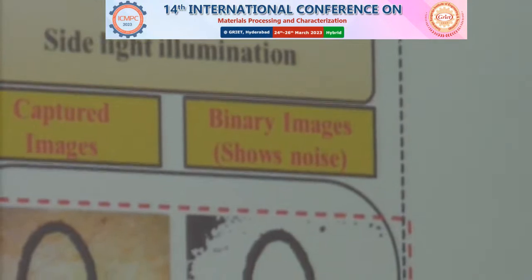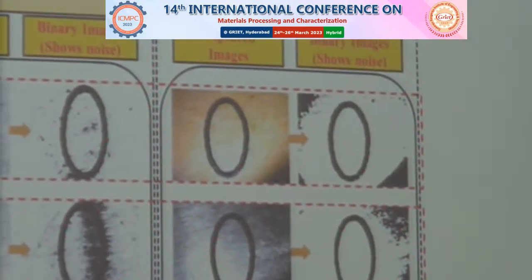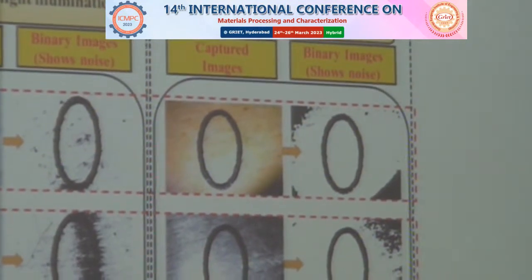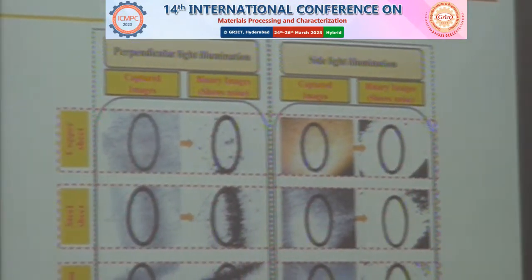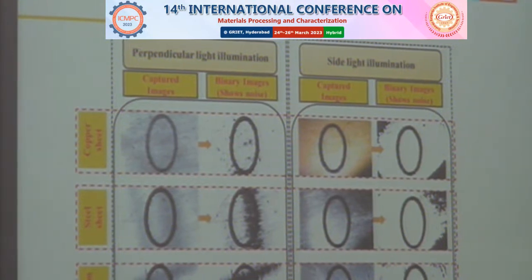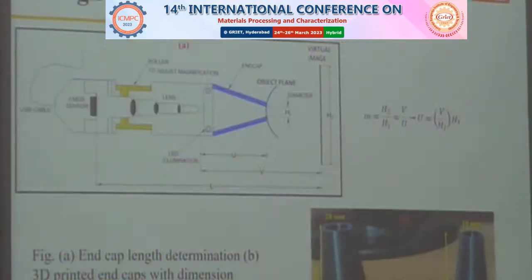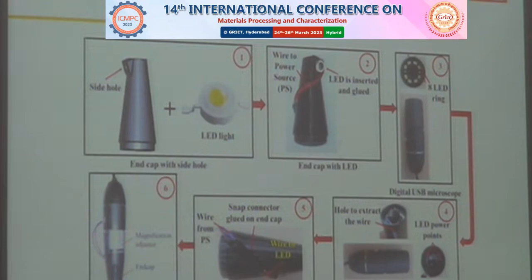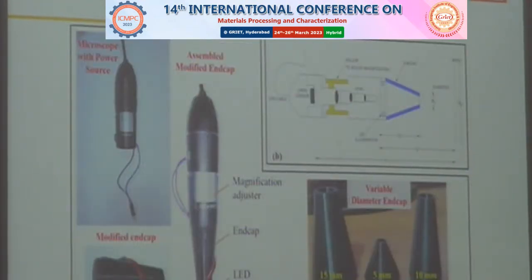You can see the second set of images. There is a reduction in the noise. Once the noise is less, it is easy for us to identify the edges of that ellipse. Okay, this is the one modification that we have done in the end caps. You can use the plain end caps or end caps with the side lights in order to capture the images.